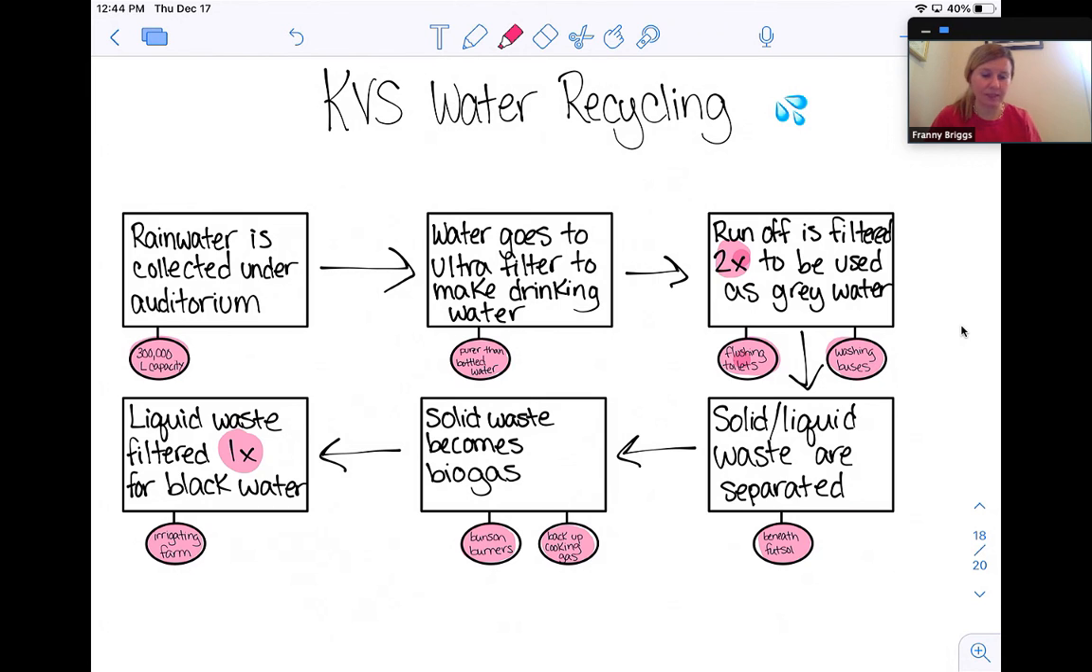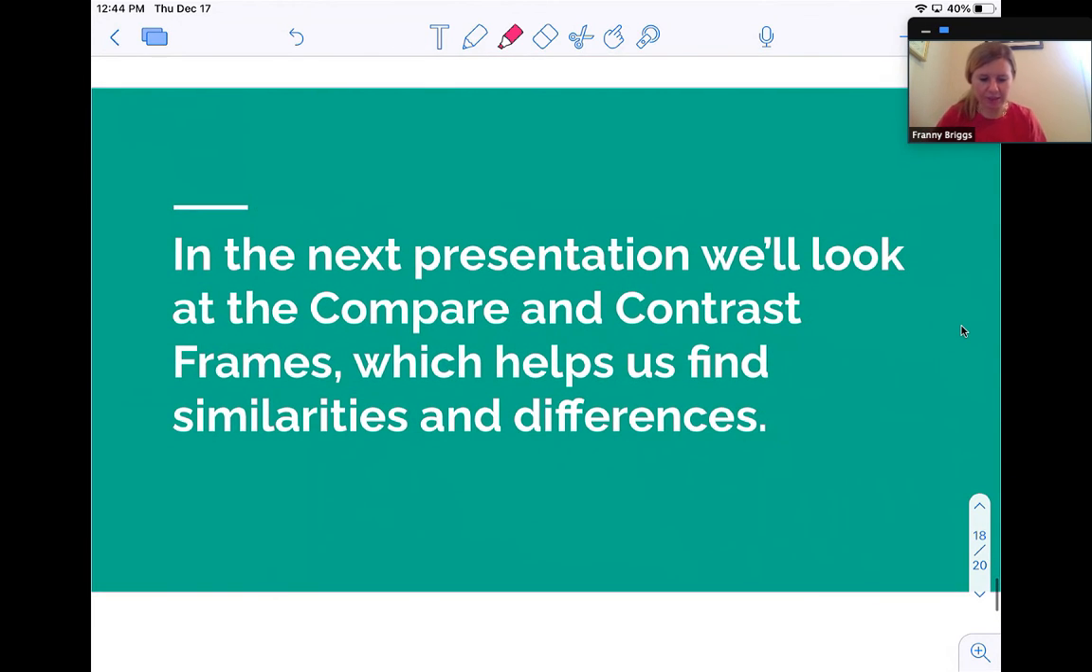Okay, so that's it for sequencing frames. Sequencing frames are wonderful. And in the next presentation, we're going to look at comparing and contrasting frames, which are going to help us find and organize similarities and differences.